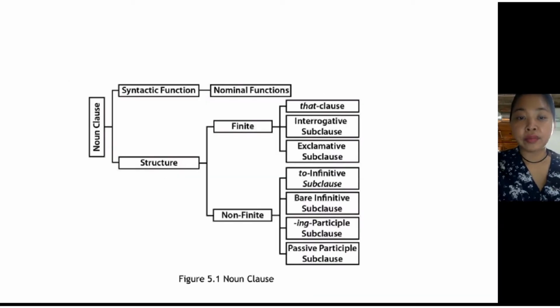And here is the conclusion. Noun clauses have syntactic function and also structure. For syntactic function there are nominal functions, and for structure it breaks down into 2, finite and non-finite. For finite there is that-clause, interrogative subclause, and also exclamative subclause. For non-finite there are to-infinitive subclause, bare infinitive, ing-participle, and also passive participle subclause.